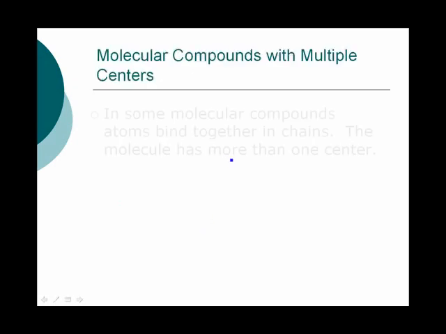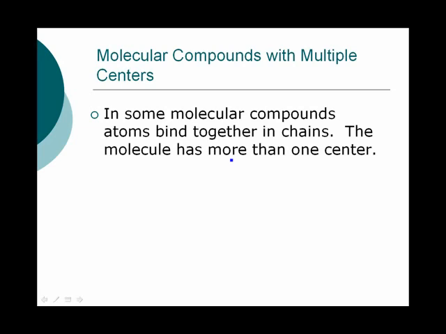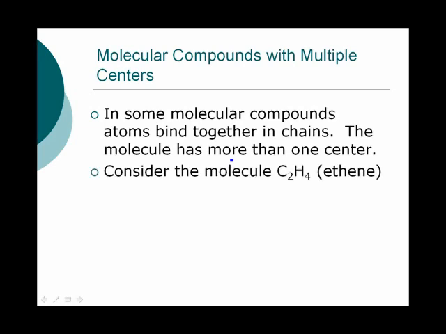So for molecular compounds with multiple centers, in some compounds, atoms bind together more in chains than they do around just one atom, or especially if you have more than 5 atoms, then it has to bond in some kind of chain. So we'll look at the molecule here, C2H4, and we've already done one similar to this. When we look at this molecule and follow the same steps, we have 2 carbons plus 4 hydrogens, so we have 2 times 4 valence electrons plus 4 times 1 valence electron, so we have 12 valence electrons.